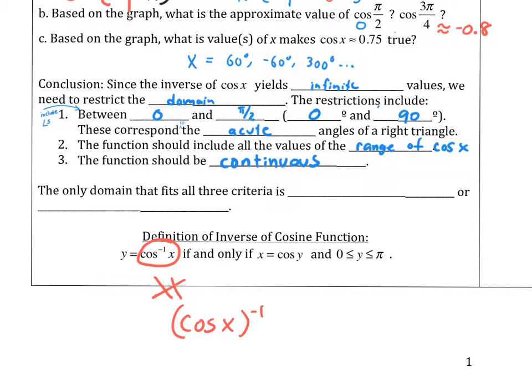Slightly different. Okay, so the only domain that fits these criteria in terms of radians is 0 all the way up to pi in radians. And that corresponds to 180 degrees.